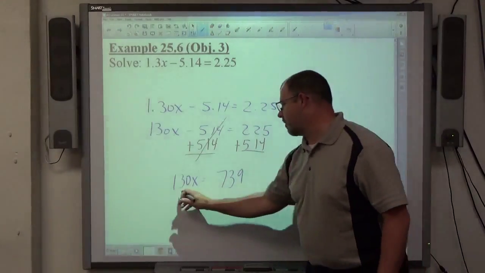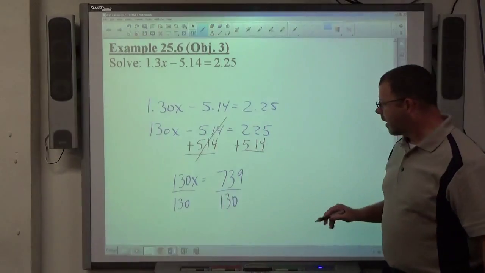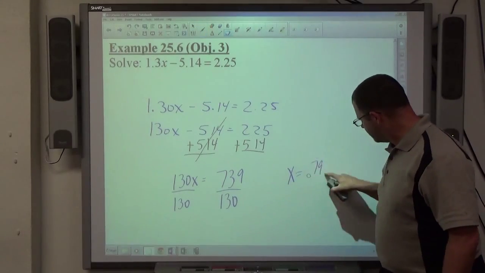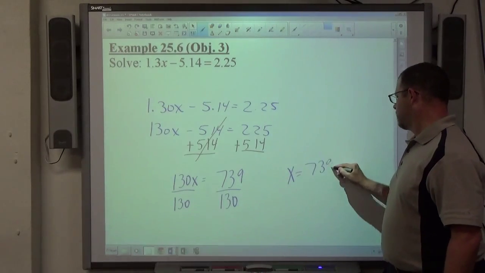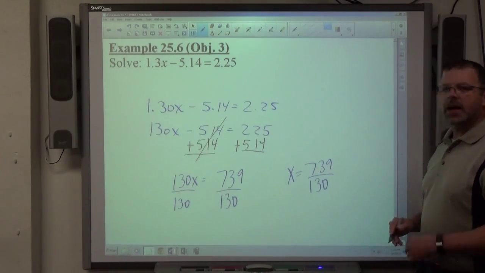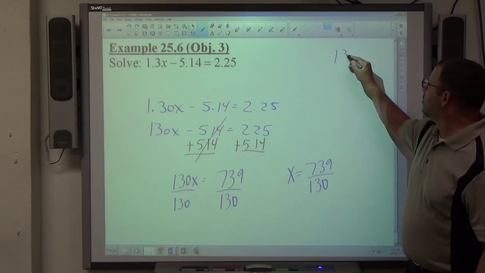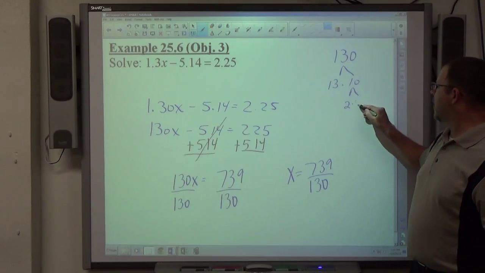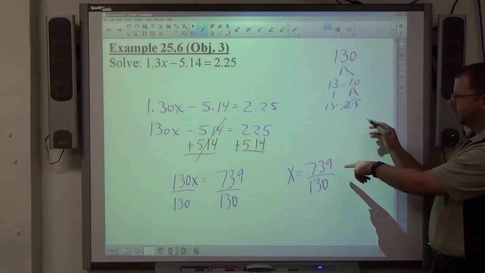Okay, so what's left to do then is divide by 130. Okay, so x equals 739 over 130. And again, the possibility of reduction is there. Maybe it does, maybe it doesn't. I don't know. But let's just take it. The smaller number is 130, right? That's 13 times 10. 10 is 2 times 5. 13 is prime. So, does 2 go into 739? No. Does 5? No. Obviously no.